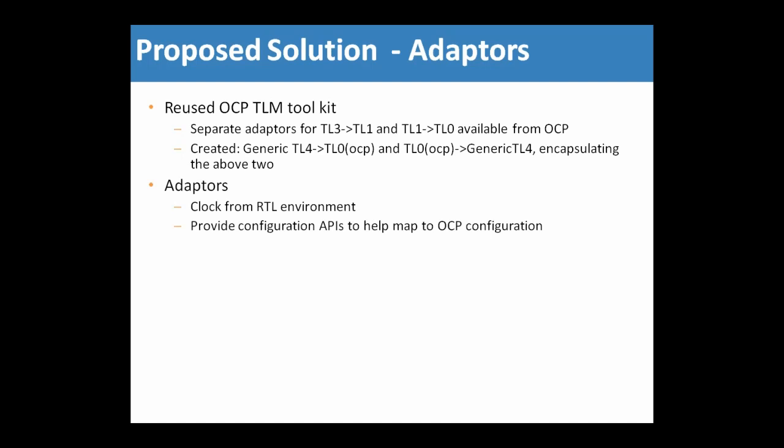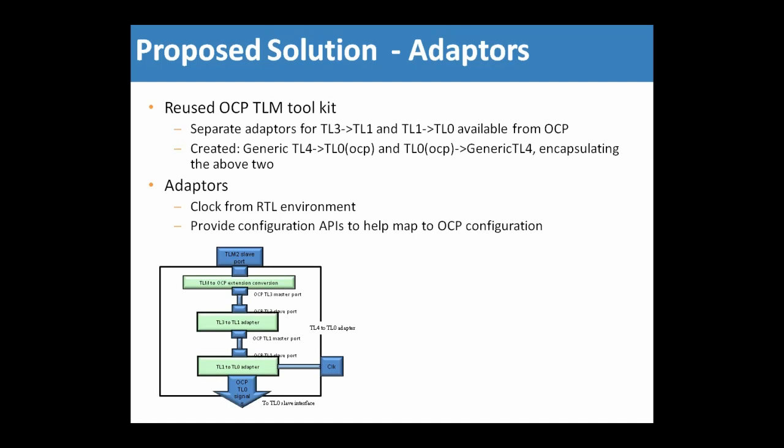The adapters would receive the clock from the RTL environment, and because OCP is a very configurable protocol, the adapters needed to provide a lot of configuration APIs to allow the system integrator to match the OCP parameters at system level. So this is how the data flow looks. On the top, we have the TLM slave port, which is going to generate blocking TL4 commands, and we attach OCP extensions as configured at bring-up time, and then this payload goes through TL3 to TL1, TL1 to TL0, and finally lands on the RTL boundary.